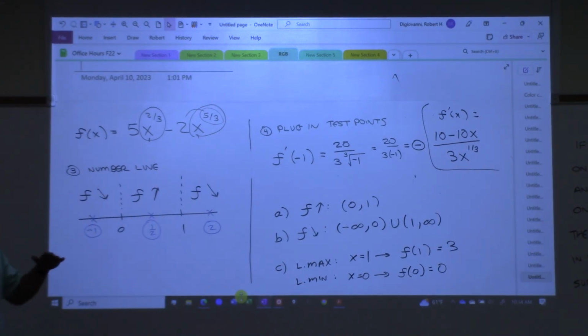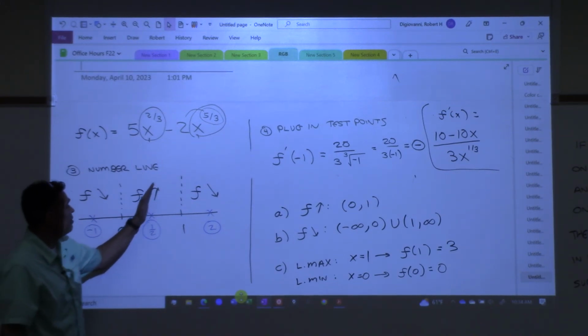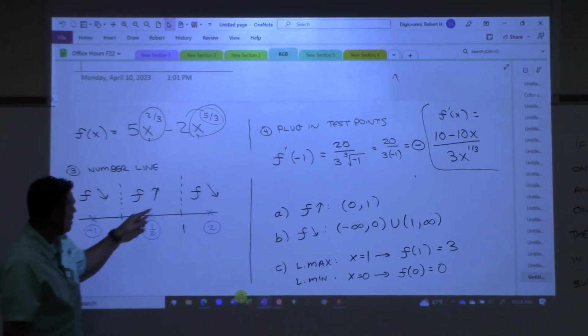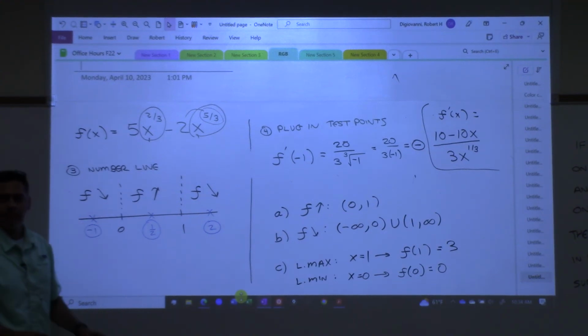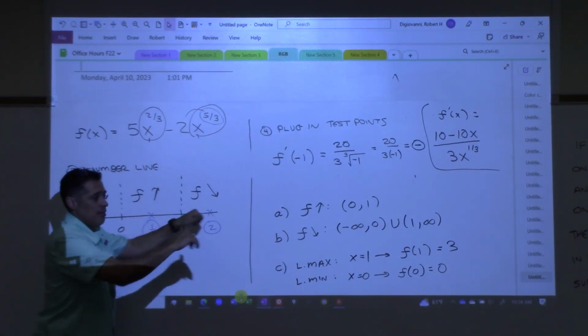Remember, the fact that I'm saying that I have a max at 1 is not because 1 is bigger than 0. It's because it goes up then down. That's a maximum. Here, it goes down then up. So here's what we should expect when I type this in the calculator, or the computer. We should expect a graph that goes down, then back up, and then back down, right?